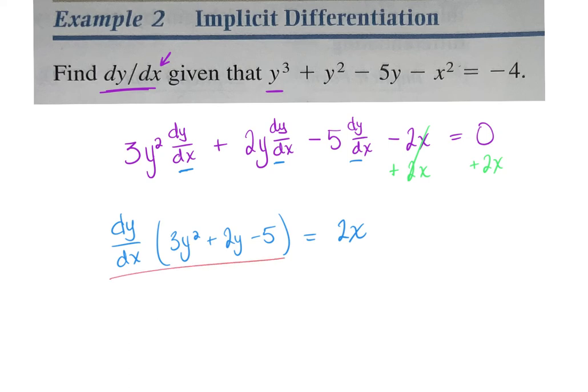I can divide by this entire group on both sides, and I'm going to get that my derivative, dy dx, the derivative of y with respect to x, is going to be 2x divided by 3y squared plus 2y minus 5. And that is my derivative.